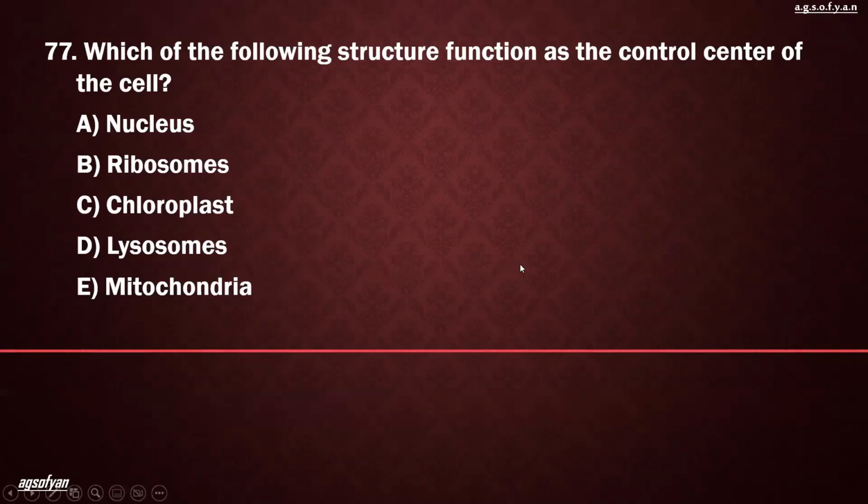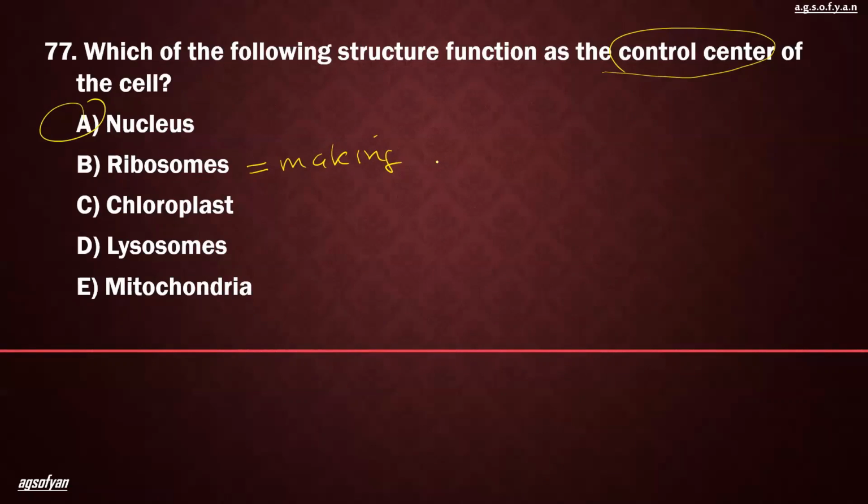Okay, which of the following structures functions as the control center? Now, for this one, you have to know all the organelles and their functions. This is memorization. So which one is the control center? Nucleus. How about ribosome? What's the function of ribosome? Isn't it storage? No, it's making, not storage. Making what? What is the function of ribosomes? This is memorization. You have to memorize this.